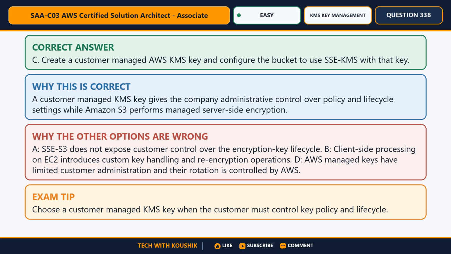Why are the other options not correct? A. SSE-S3 does not expose customer control over the encryption key lifecycle. B. Client-side processing on EC2 introduces custom key handling and re-encryption operations. D. AWS managed keys have limited customer administration, and their rotation is controlled by AWS. Exam tip. Choose a customer-managed KMS key when the customer must control key policy and lifecycle.